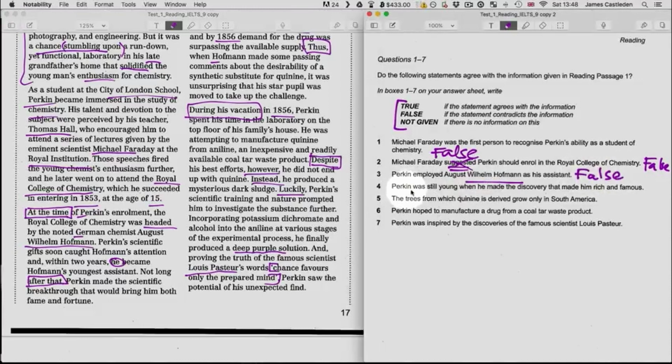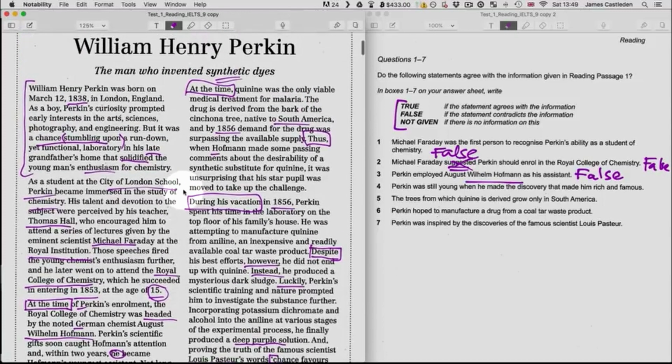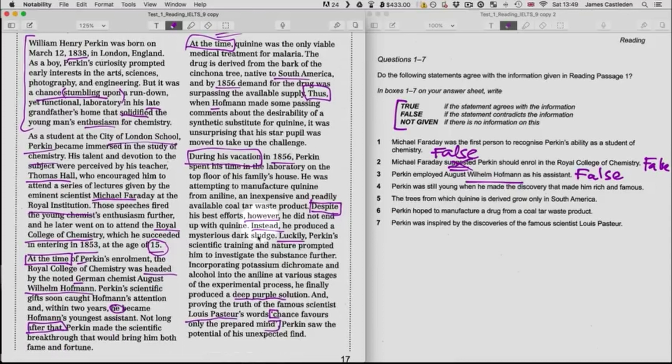It's the exact opposite. Perkins was still young when he made the discovery that made him rich and famous. Okay, so he was 15 when he went into the college. But did he make his discovery then? Instead, he produced a mysterious dark sludge. So he wanted to do something with this quinine to solve the malaria problem. He found this deep purple solution. So we've got to look at the timing here. So the time is 1856. 1853, he went to college, he was 15, so he was 18 when this happened. So he was still young, and I would say 18 is very young, yes, so that's true.